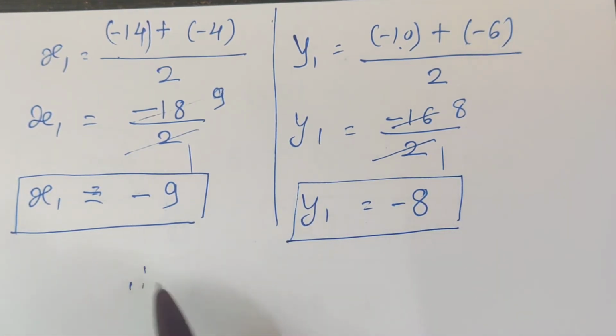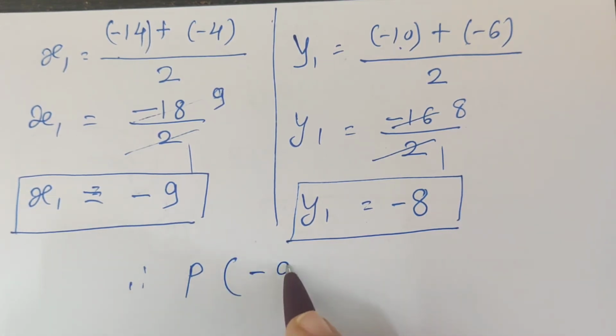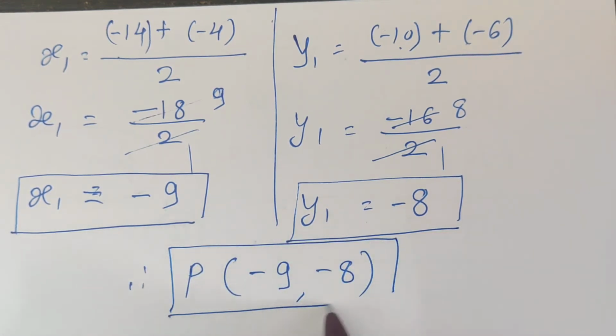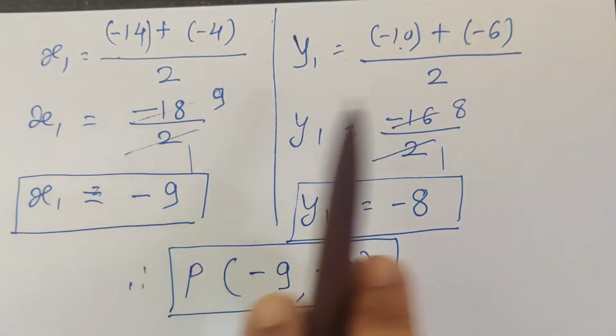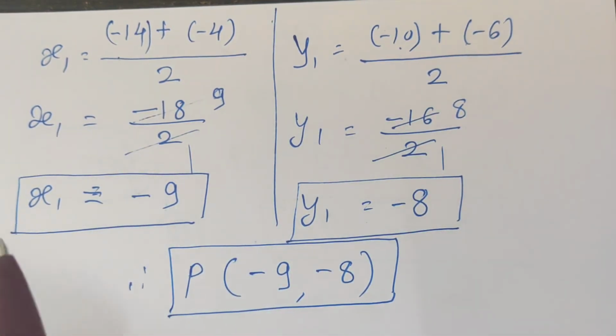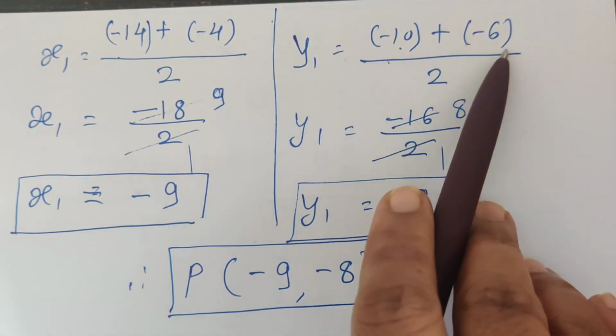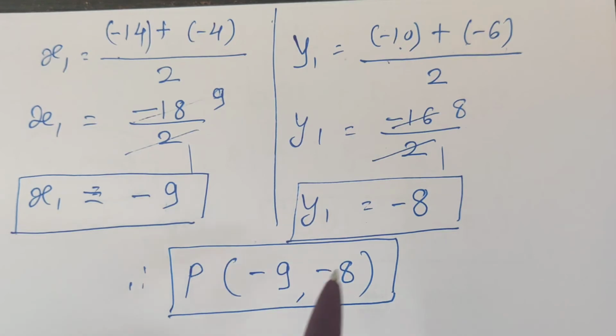And so you got the coordinates of P. P's coordinates are minus 9 and minus 8. This is the second answer. See here, when I am calculating, you observe, you listen, observe what I am showing you. Always I repeat the rule. So you keep this in mind. Whenever you are calculating, you should revise the rule, repeat the rule, say it loudly.